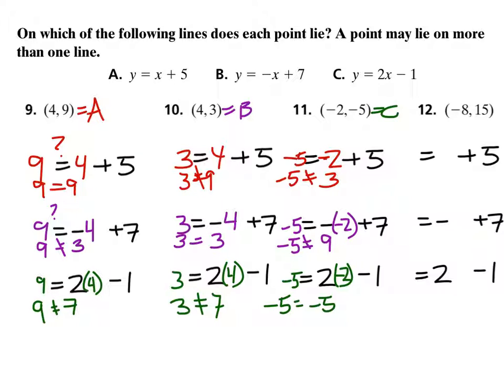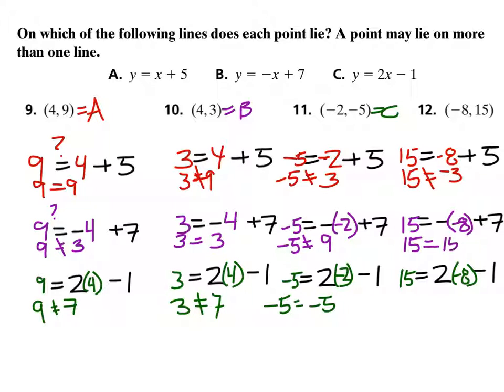And the last one we'll be using the point negative 8, 15. And again, we'll just see if these are true. So line A, y equals x plus 5. That shows that 15 would equal negative 3, which is false. So it's not on line A. On line B, y equals negative x plus 7. So that's the negative of negative 8. That's positive 8 plus 7 is 15. So it is on line B. And then finally, 2 times negative 8 is negative 16 minus 1 is negative 17, which does not equal 15. So that's false, and it would not be on line C.